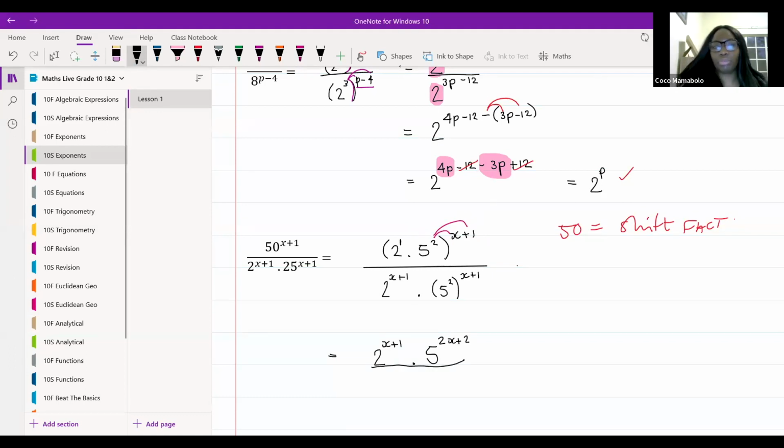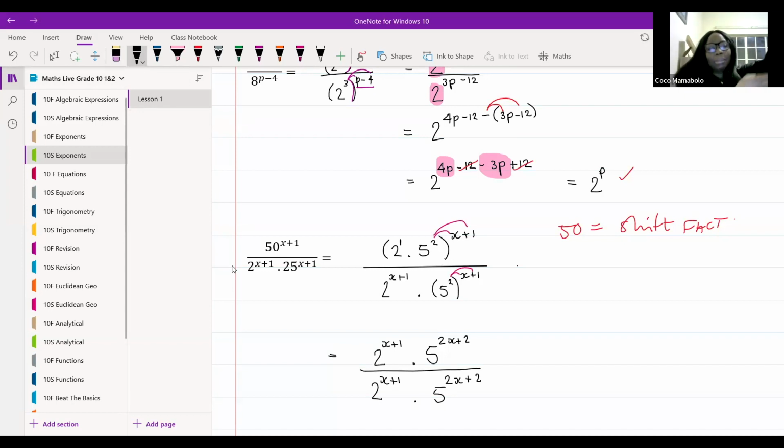over, ooh, that was the worst line Mem has ever drawn. Sure, no judgment, guys, no judgment. Over 2 to the power of x plus 1 multiplied by 5 to the power of, let's distribute down here, 2 times x, 2 times 1, that's going to give me 2 times 2x plus 2.